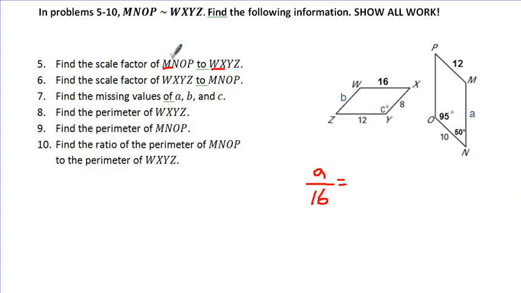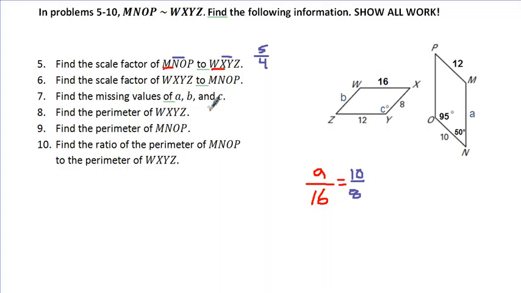So let's try now NO and XY. NO is 10, XY is 8. Because of that, we can use that to find our scale factor. We know both terms. 10 over 8, though, is not our scale factor. We need to reduce it to 5 over 4.